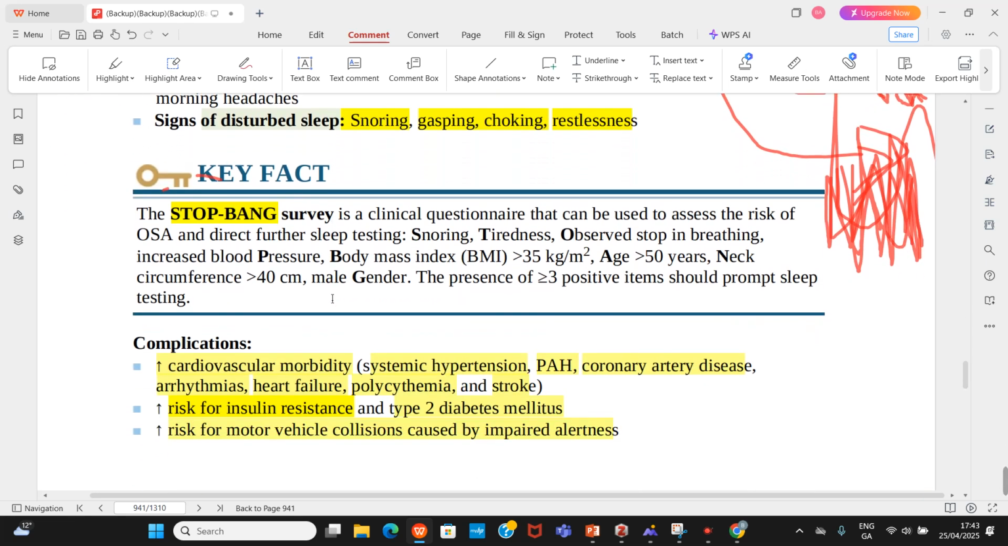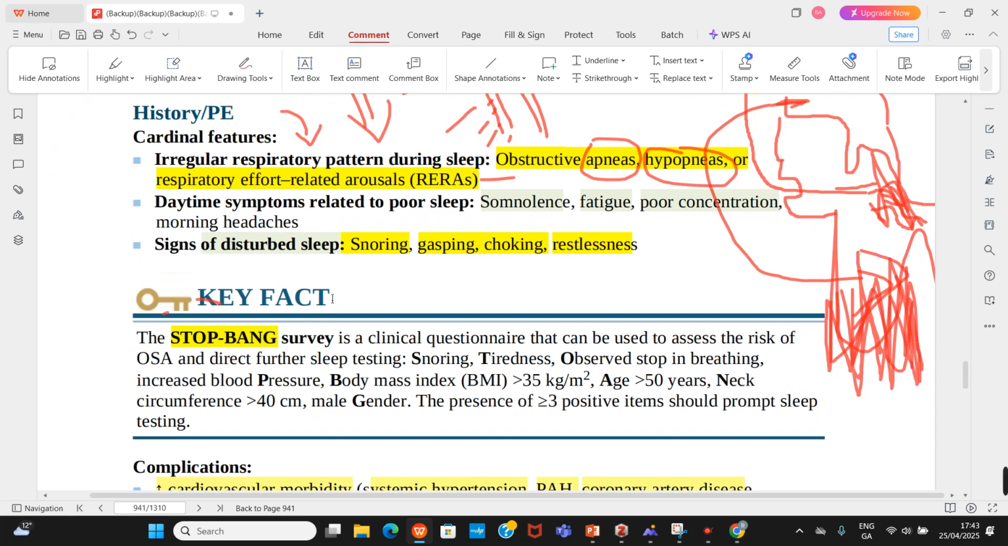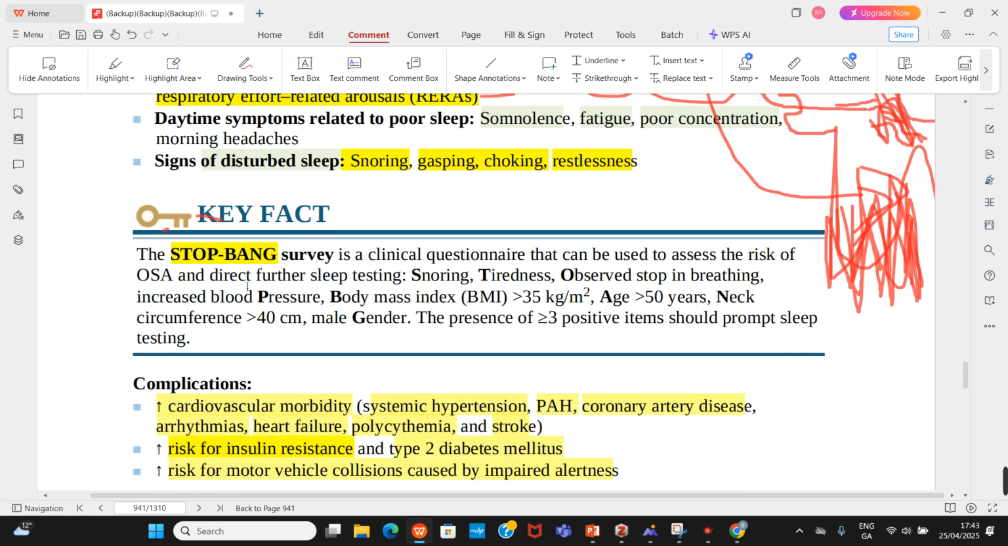Now, there is a survey that we use to assess the risk of somebody developing obstructive sleep apnea, and that's STOP-BANG. The S for snoring, the T for tiredness, the O for observed cessation in breathing, the P for blood pressure, they are usually hypertensive, the B for BMI greater than 35, the A for age, don't forget older age, they are at risk. So age more than 50 at risk. Neck circumference of greater than 40, too much mass in that neck.